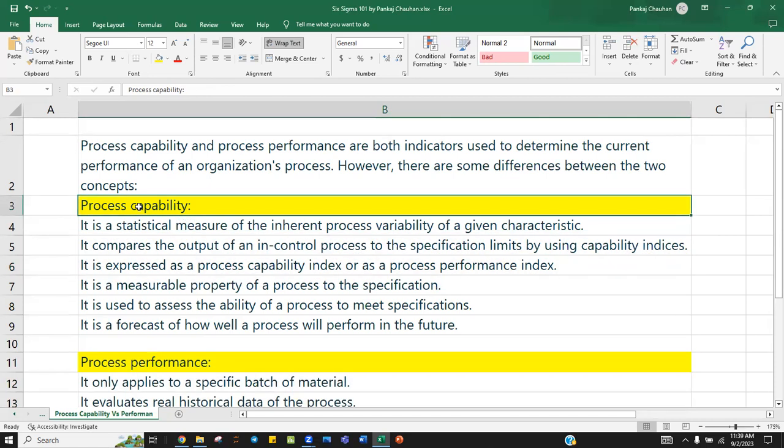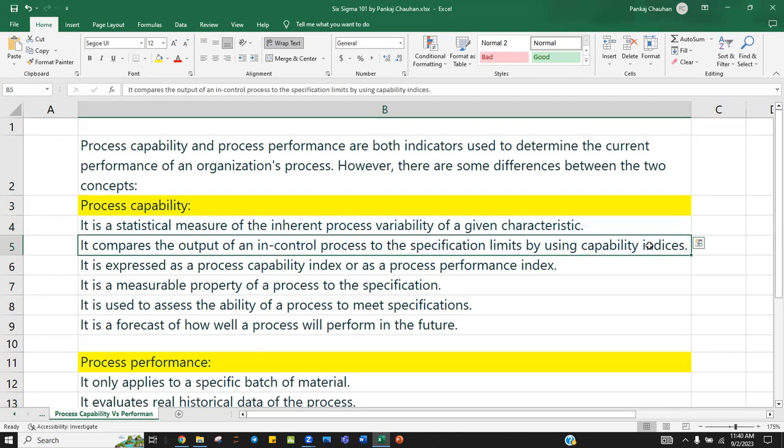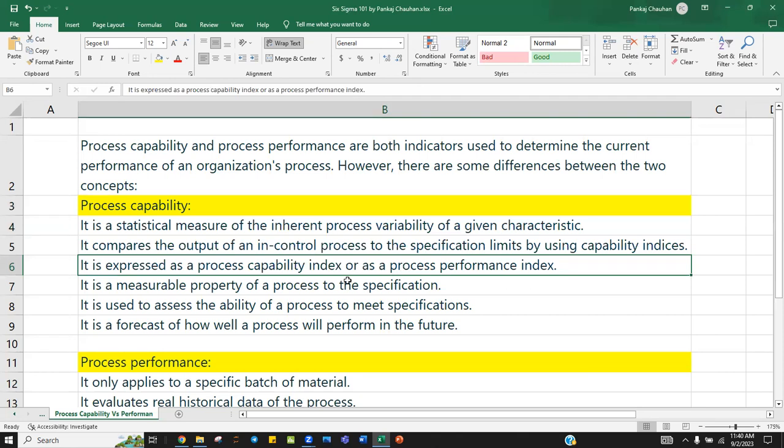So what is process capability? It is a statistical measure of the inherent process variability of a given characteristic, whichever characteristic or parameter you are measuring. It compares the output of an in-control process to the specification limit by using the capability indices, which is CP/CPK or PP/PPK. It is expressed as the capability index and the performance index. So capability index is CP, performance index is CPK. And the same goes for the long-term data, PP and PPK.